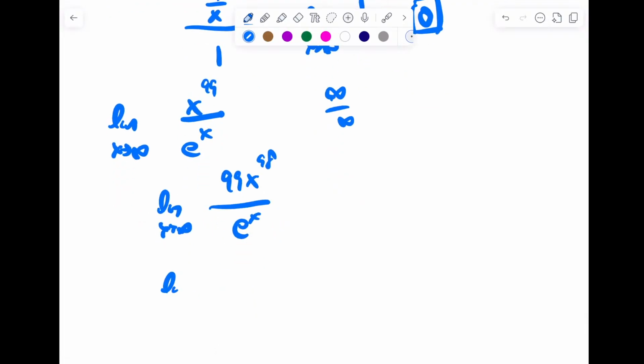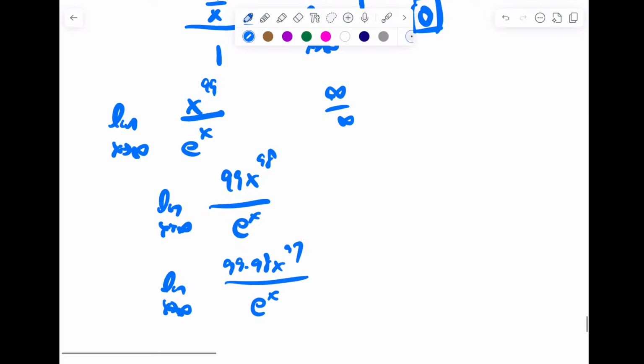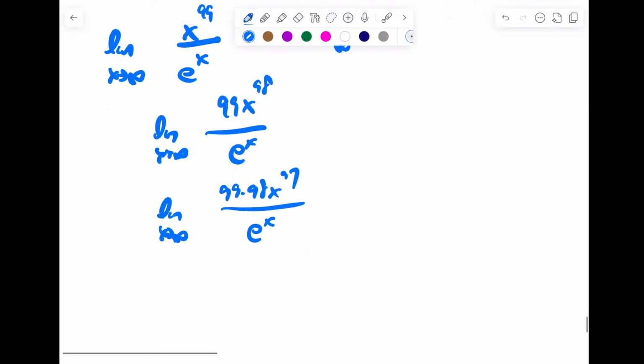And if you keep on going, the limit as x approaches infinity is 99 times 98 times x to the 97 over e to the x. And then you say, okay, let's go further. Eventually this part will be, what's the derivative of x to the 99? Yes, it's 99 factorial. And this is very important for BC Calc in sequences and series. We're going to use factorial a lot. And on the bottom, it's still going to be e to the x.